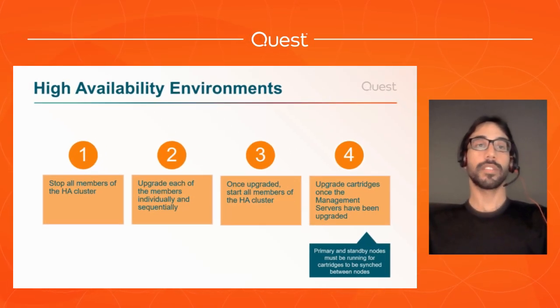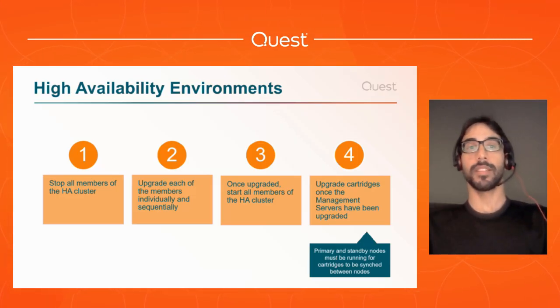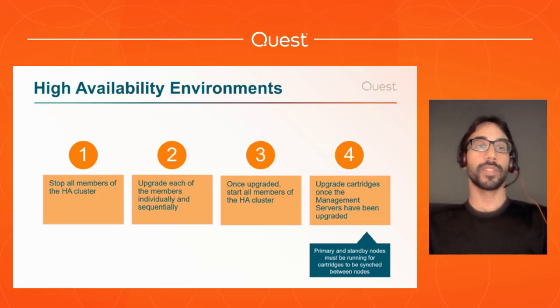All right, so now let's look into operating high availability environments. In these cases, we must consider the following. All the members of the HA cluster must be stopped. The upgrade of each member is then performed individually and sequentially. Once all the members have been upgraded, they can be started. And once started, cartridges can be upgraded. Here it's important for the standby nodes to be connected to the cluster for cartridge synchronization to be performed.